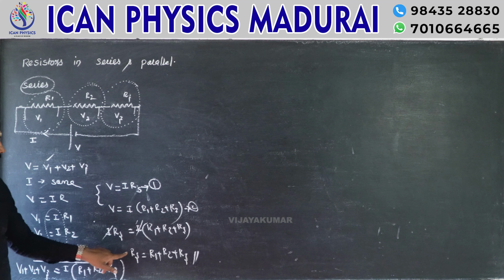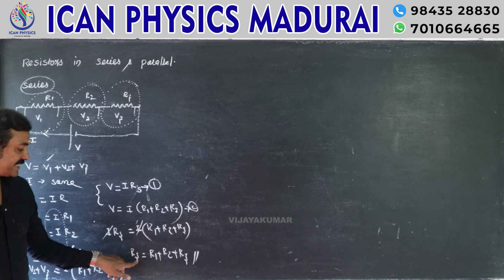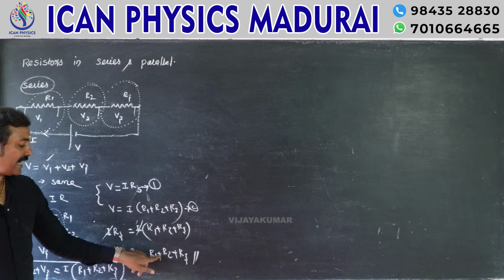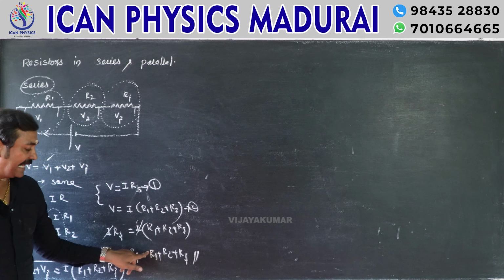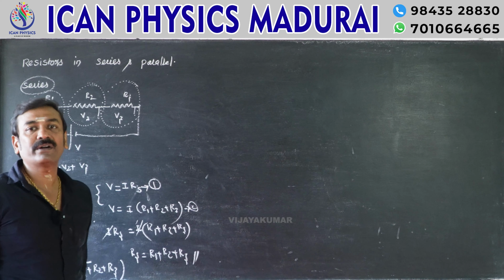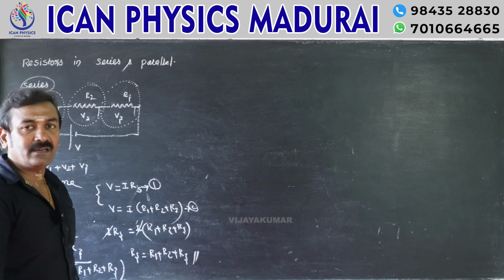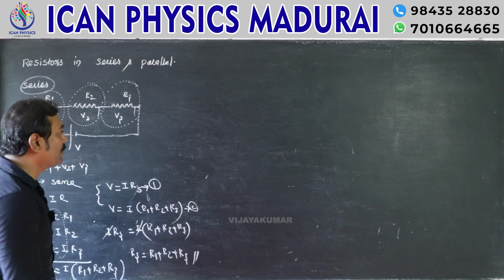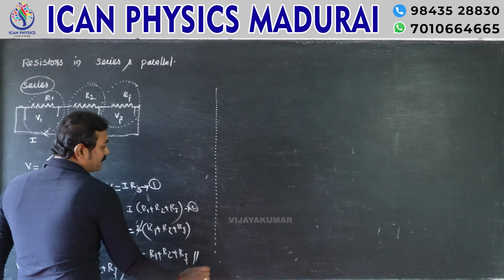So, the effective resistance in series is equal to the algebraic sum of the resistances of the individual resistors. Do you get it now? Do you have any doubts? No doubts.